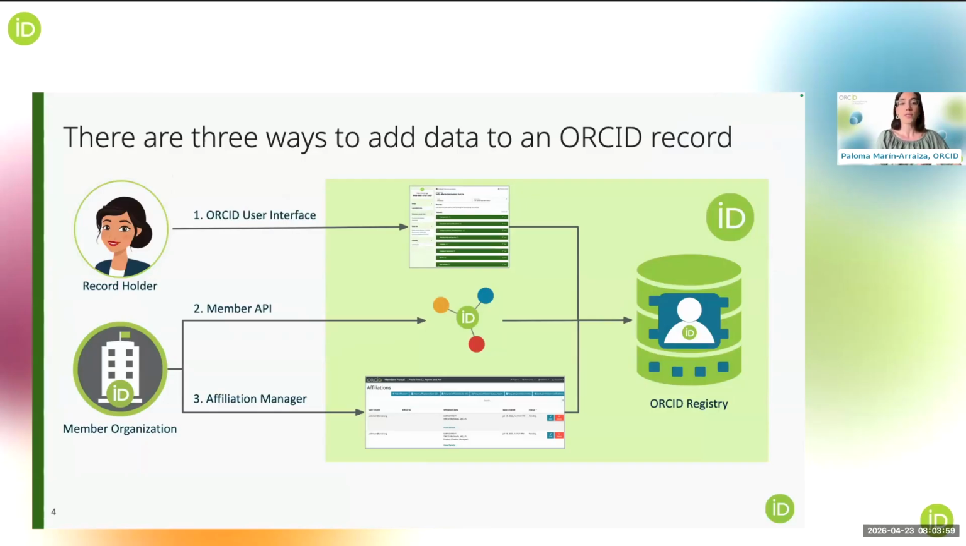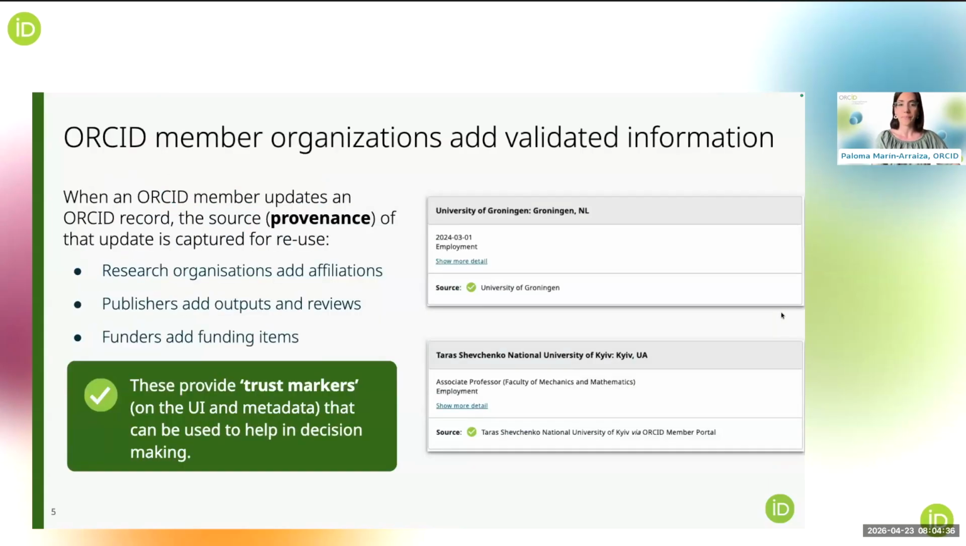So you probably know that there are three ways to add data to an ORCID record. The first one is, of course, the user, the researcher herself or himself, adding that via the user interface manually. Those are what we call manually or self-asserted data. On the other hand, member organizations can add data using either the member API directly or a tool called the Affiliation Manager, which is available for consortium members. And in these two cases, the data added to the registry is considered validated or containing a trust marker. This is exactly what we are covering here.